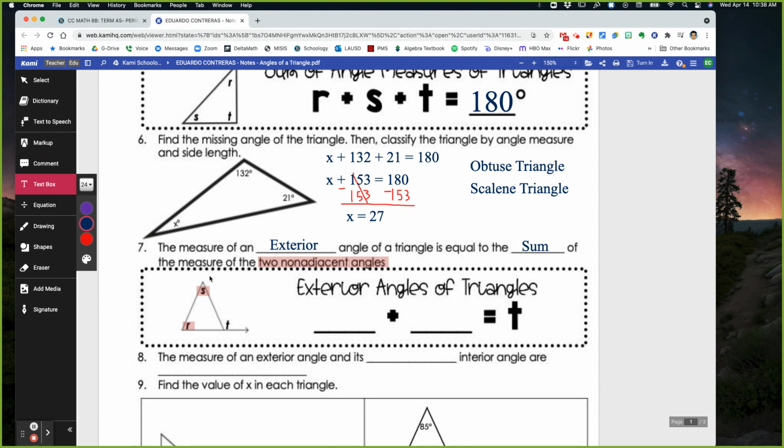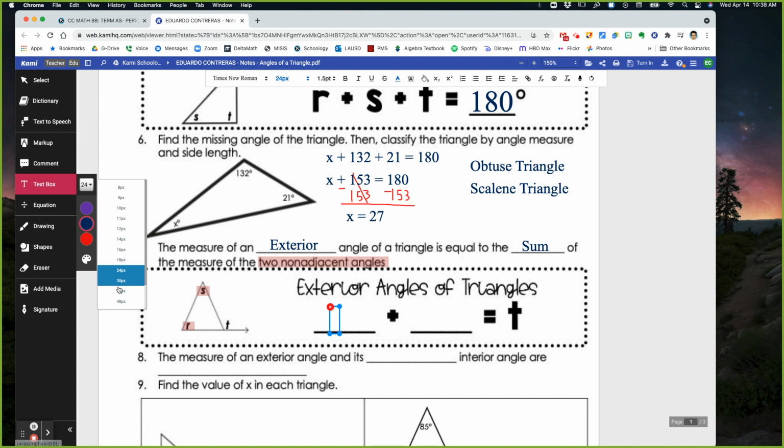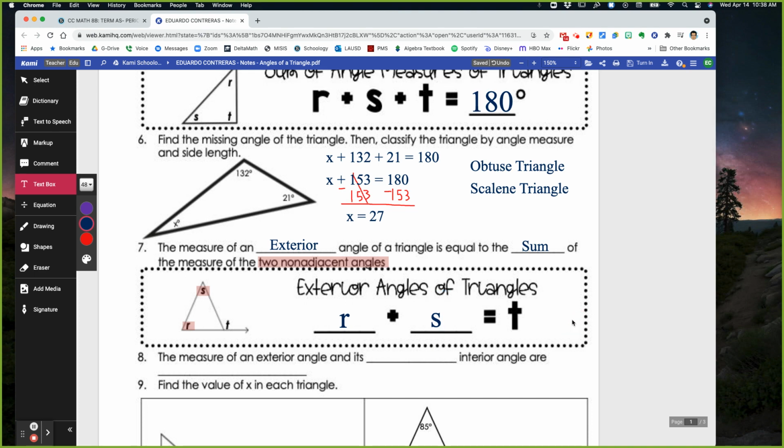And so I'm going to go back to my text tool. And I want to put R here, nice and big. So I'm going to go back to the largest font size I have, which is 48. R plus S equals T. R plus S equals T. Okay? Any questions so far? All right.